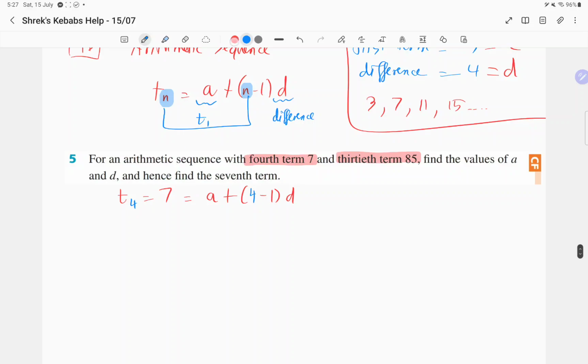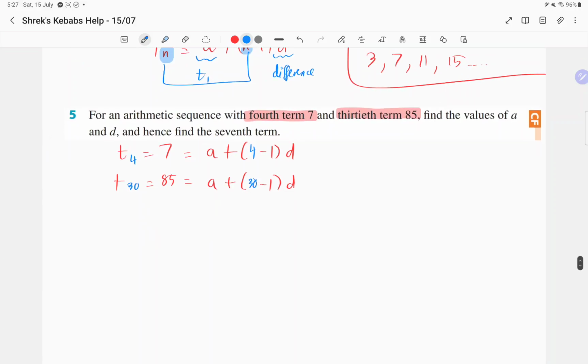Okay, and then we've got the 30th term, so T30 equals 85. And that will be the same formula, but instead of n equals 4, the n here is 30. So that'll be 30 minus 1 times d. Now, these two form a simultaneous equation, and in order to solve them, you will need to take one equation, subtract another. So I'll rearrange it a little bit, and actually first I'll simplify the top equation.